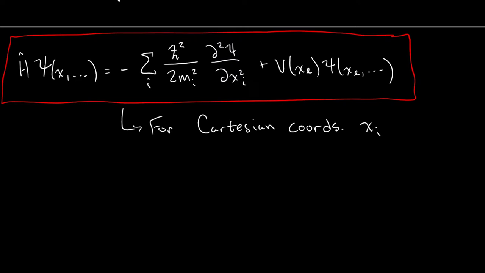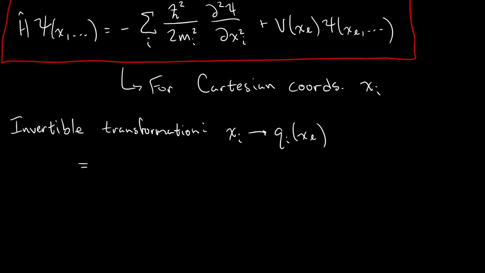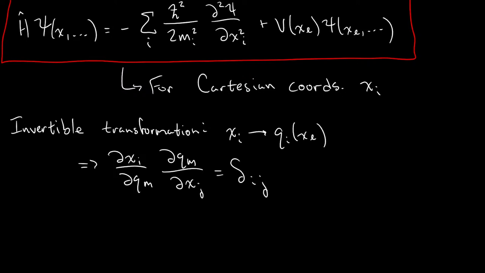Okay, so now here's the issue. There's always got to be an issue. Now, say we make an invertible transformation from our Cartesian coordinates. So x_i is going to go to q_i of x_l. And what do I mean by invertible? By invertible, I just mean that dx_i/dq_m times dq_m/dx_j is equal to delta ij. That's all I mean by invertible.